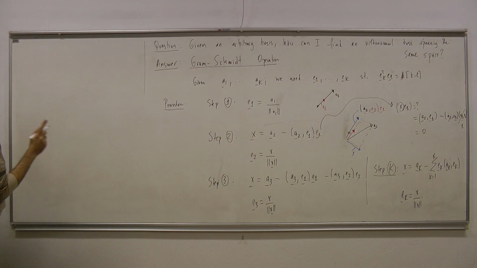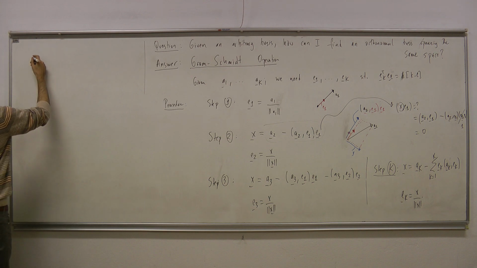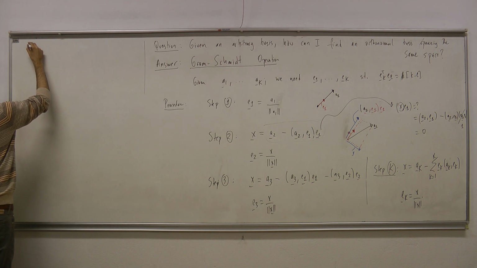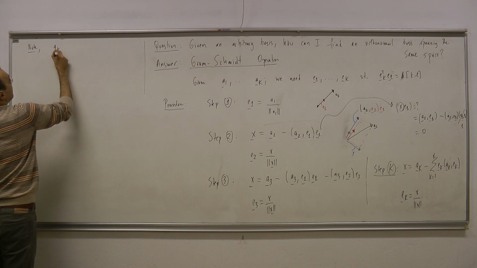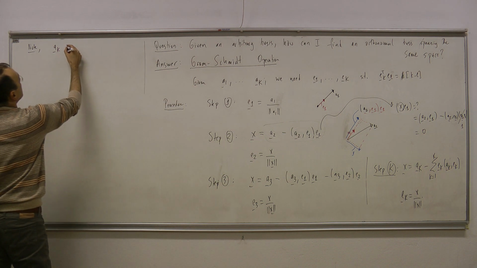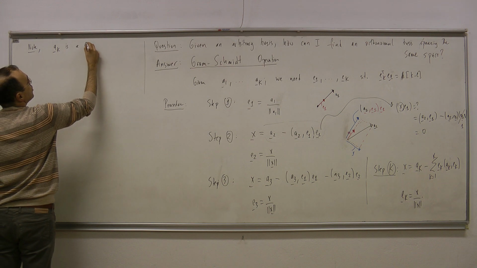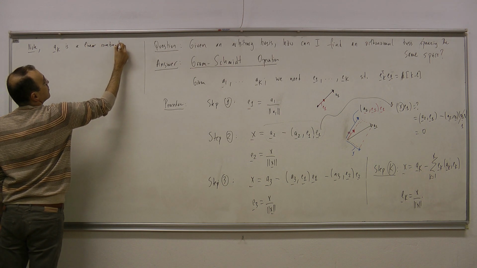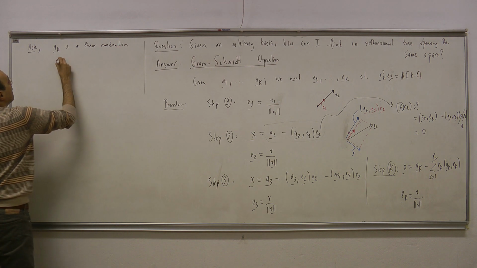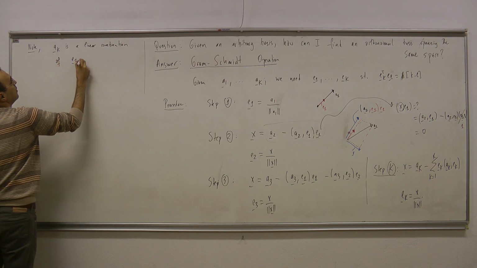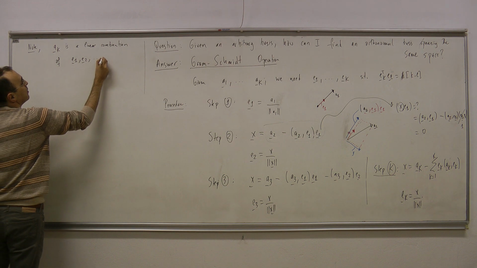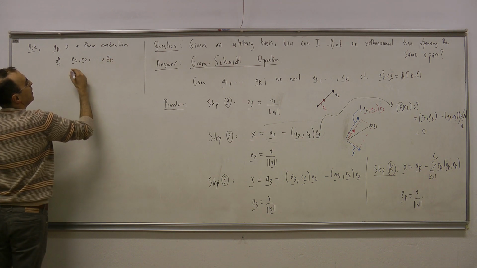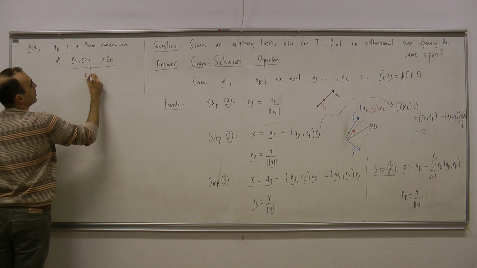Now, how about this? Can you see this? Now, note that AK, one of these vectors, is a linear combination of E1, E2, up to EK. So it's a K vector over here.